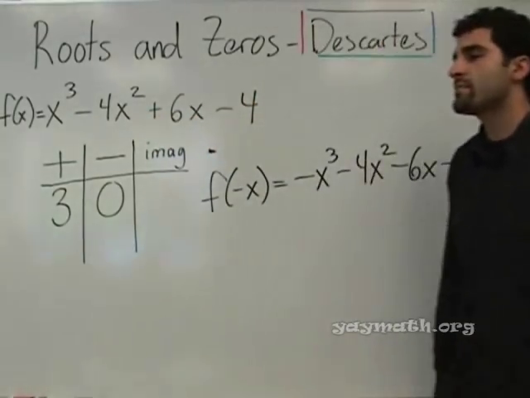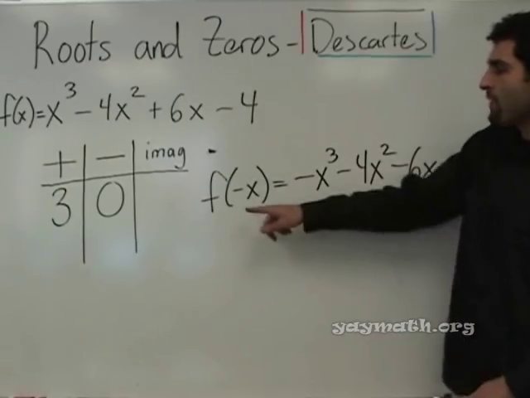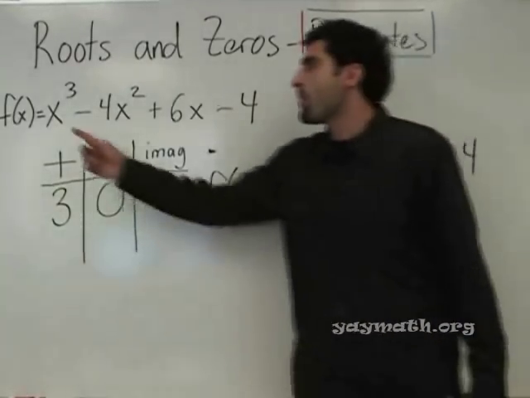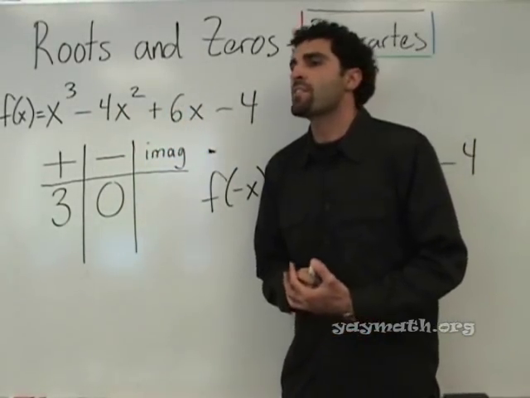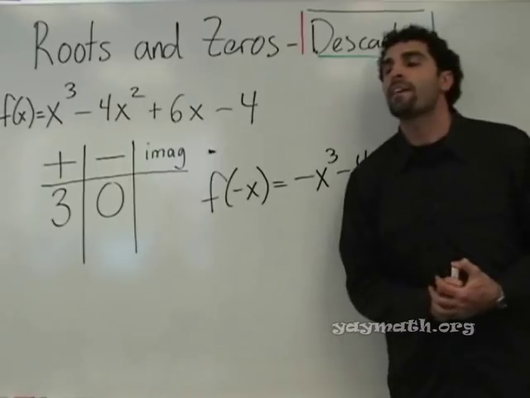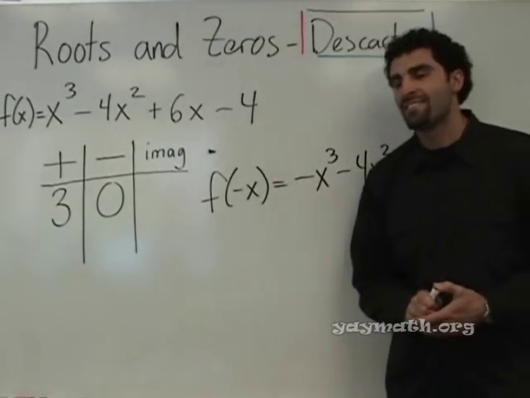Here's a question for you, for your future problems. When you do f of negative x, which kinds of powers always change and which kinds of powers always stay the same? Even stays, odd changes.